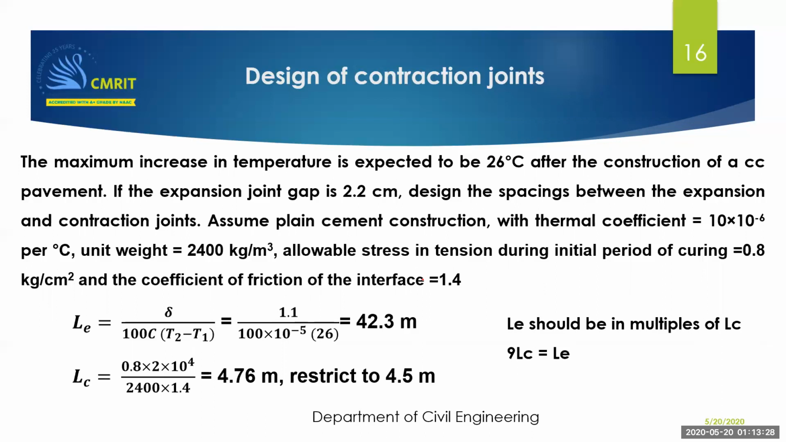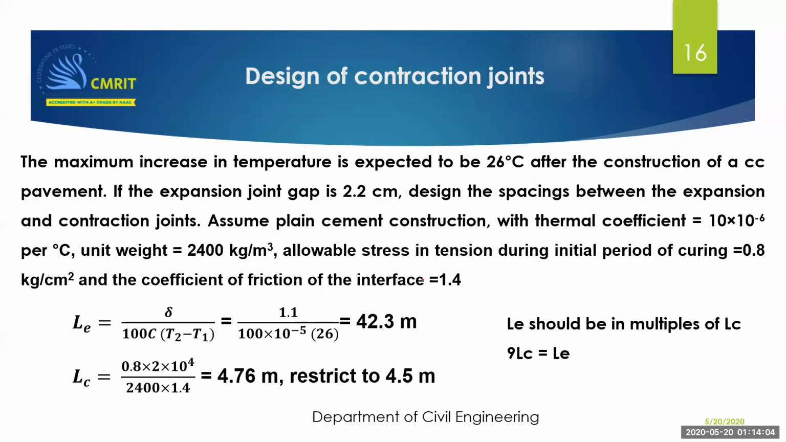Now coming to the spacing of contraction joint, it is a plain cement concrete slab, so you can use the first equation from the previous slide. That is 0.8 into 2 into 10 to the power of 4 divided by W into F. You get it as 4.76, but you don't have a provision to provide 4.76 because the maximum spacing for contraction joint is 4.5 meter. So restrict it to 4.5 meter. If you provide 4.5 meter, 10 slabs, 10 contraction joints, it will become 45 meter. It will exceed 42.3, right?